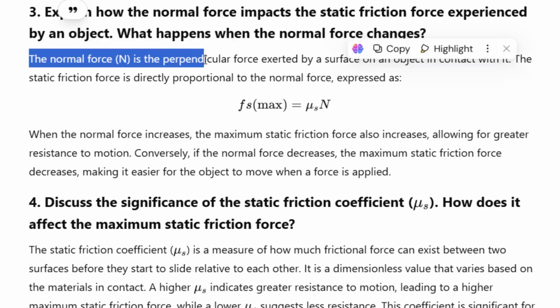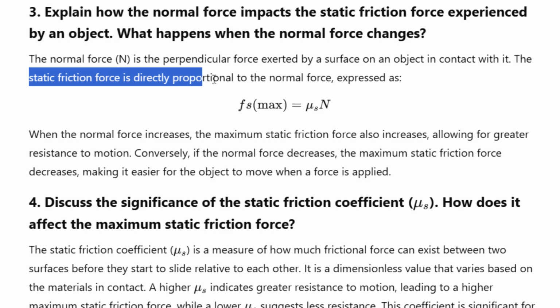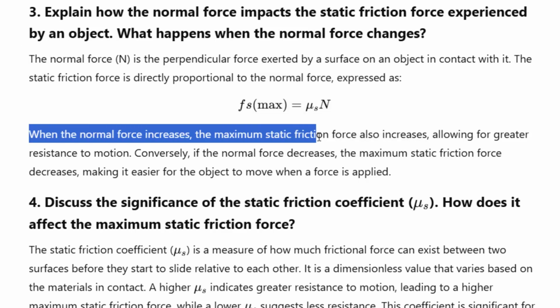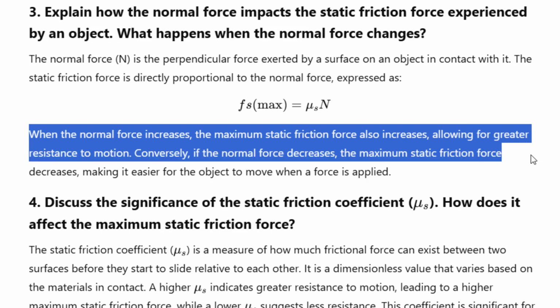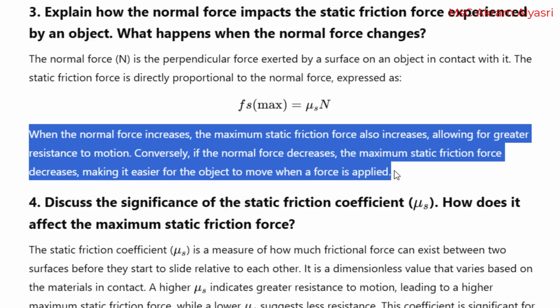The normal force N is the perpendicular force exerted by a surface on an object in contact with it. The static friction force is directly proportional to the normal force, expressed as Fs max equals μs N. When the normal force increases, the maximum static friction force also increases, allowing for greater resistance to motion. Conversely, if the normal force decreases, the maximum static friction force decreases, making it easier for the object to move when a force is applied.